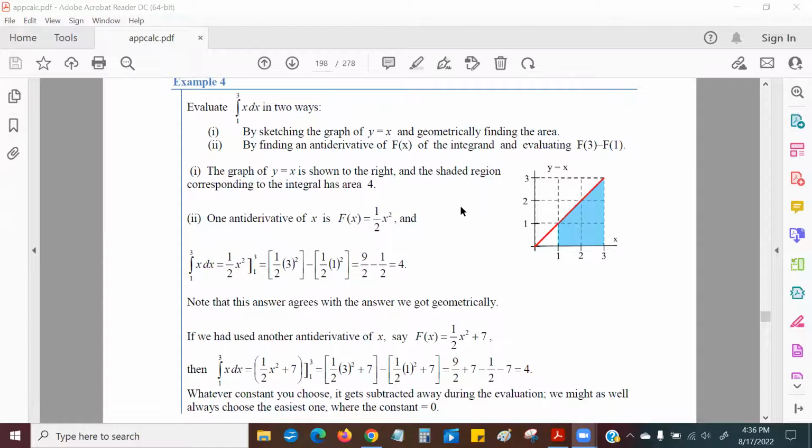So in geometry, the graph y equals x looks like this. It's a diagonal line at a 45-degree angle. And they want to find the area under this red curve. Now the curve happens to be a straight line, but technically in math we call any line, even if it's a straight line, a curve. And so we want to find the area under the curve, between 1 and 3 and the x-axis. And here, this is simple enough. I can just count the boxes: 1, 2, 3, 3.5, 4. So the answer is just 4.